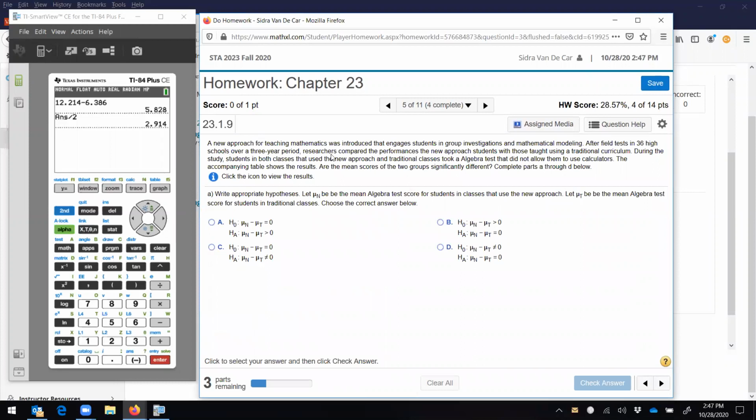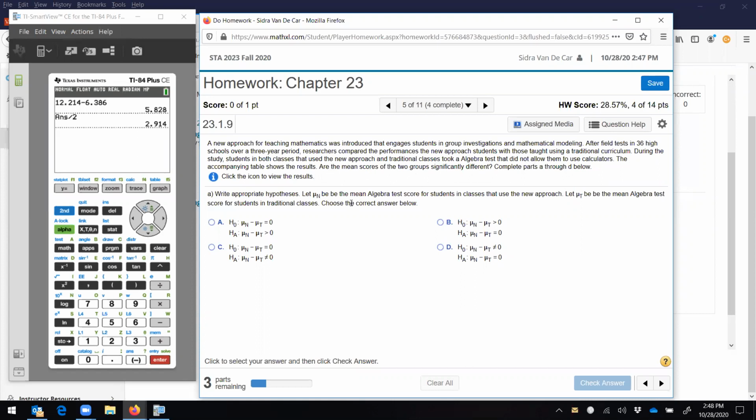A new approach for teaching mathematics was introduced that engages students in group investigations and mathematical modeling. After field tests in 36 high schools over a 3-year period, researchers compared the performances of the new approach students with those taught using a traditional curriculum. During the study, students in both classes that used the new approach and traditional took algebra tests that did not allow them to use calculators. The accompanying table shows the results. Are the mean scores of the two groups significantly different?